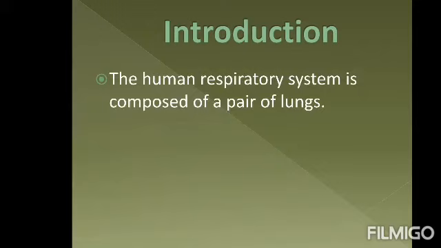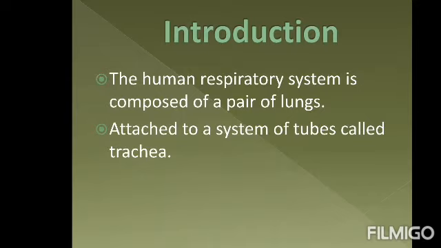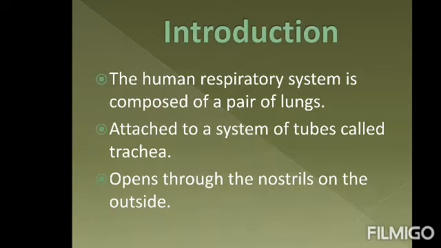Now, human respiratory system is the organ system that involves exhaling of carbon dioxide and inhaling of oxygen to meet the energy requirements. When we breathe, we inhale oxygen and exhale carbon dioxide. The so-called exchange of gases is necessary for metabolic activities and can be considered a chemical process. The human respiratory system is composed of a pair of lungs attached to a system of tubes called trachea, which open to the outside through the nostrils.